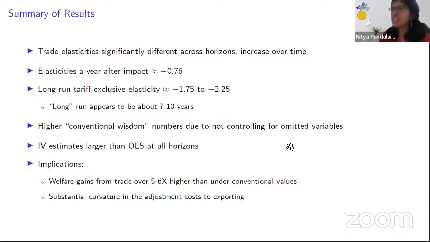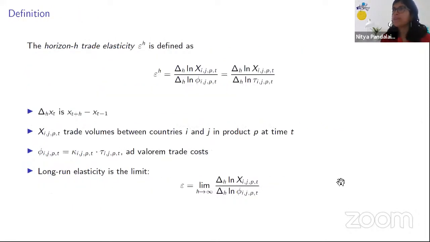The implications, naturally, a low elasticity implies larger welfare gains from trade. So the welfare gains from trade are about 5 to 6 times higher than under conventional values with our estimates. And the time path we estimate also implies that there's substantial curvature in the adjustment cost to export.